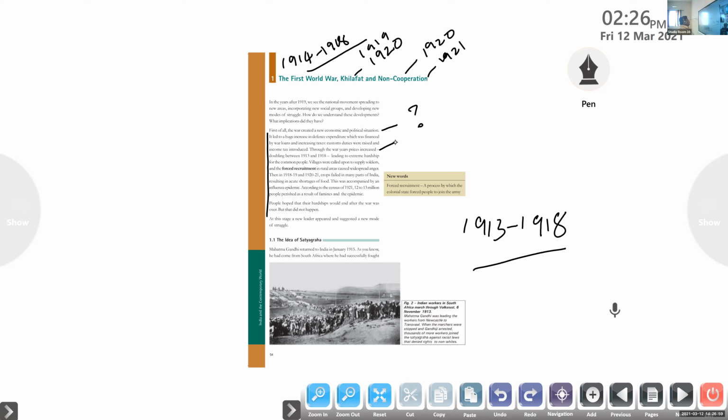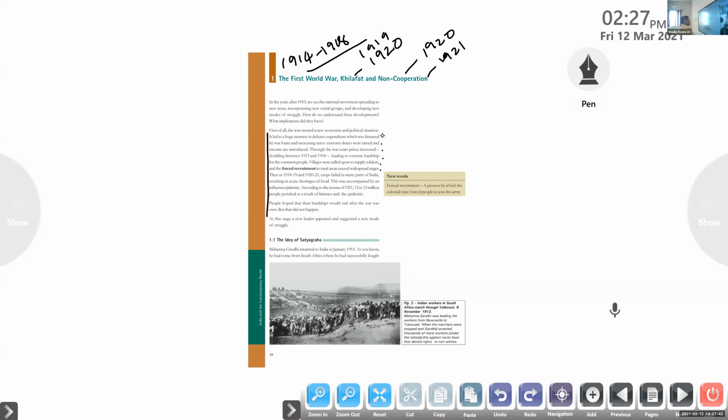In rural areas, villages were called upon to supply soldiers, and the forced recruitment. It's a new word for you here. It's in a box you can see here. Forced recruitment. What is that? A process by which the colonial state forced people to join the army. The government insists people join the army without their consent. They will drag them and make them join the army. That's what forced recruitment in villages, in rural areas, caused widespread anger. So all this attitude of the British government caused widespread anger against the Britishers.